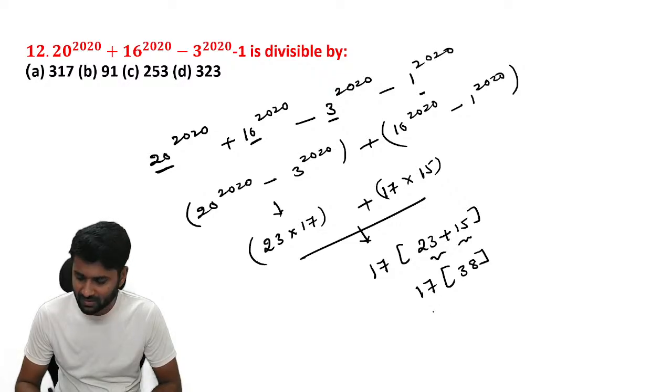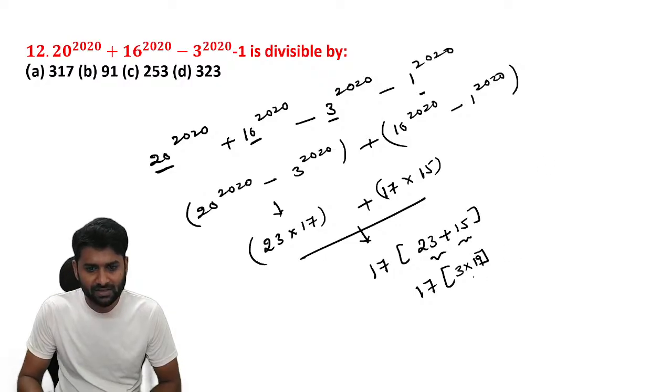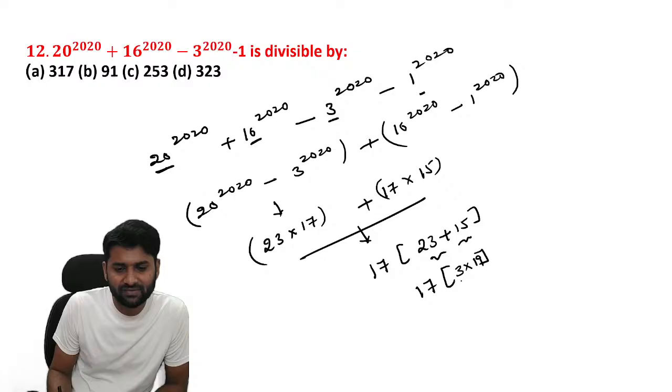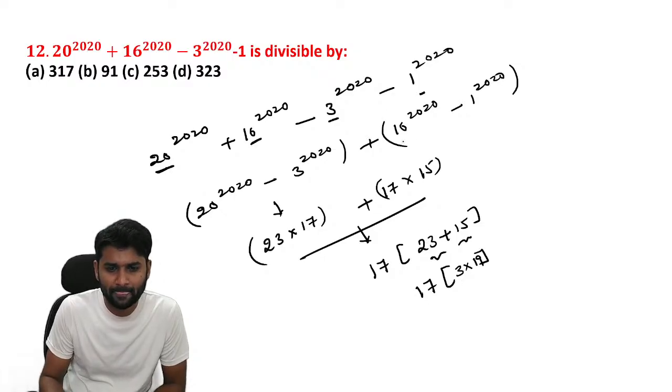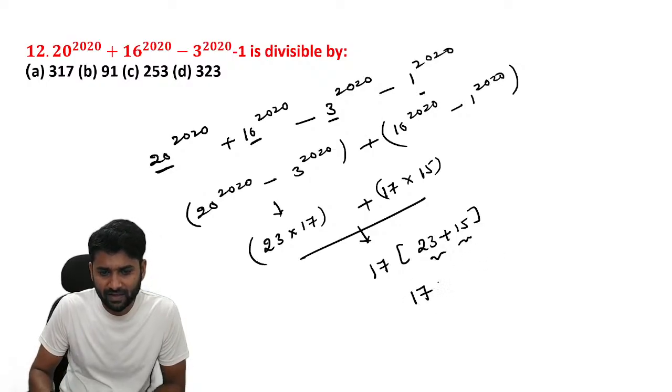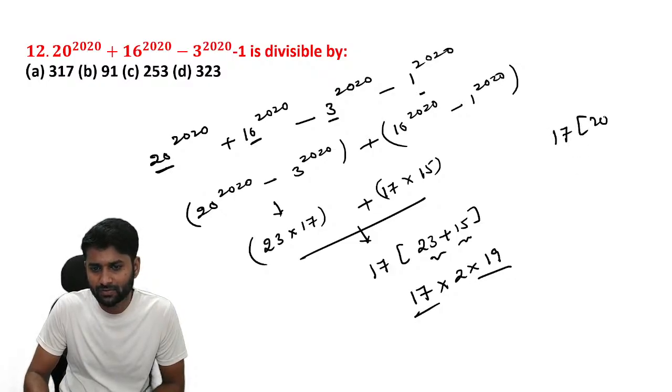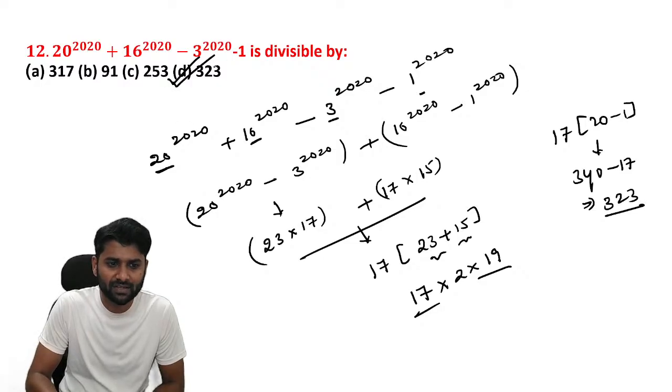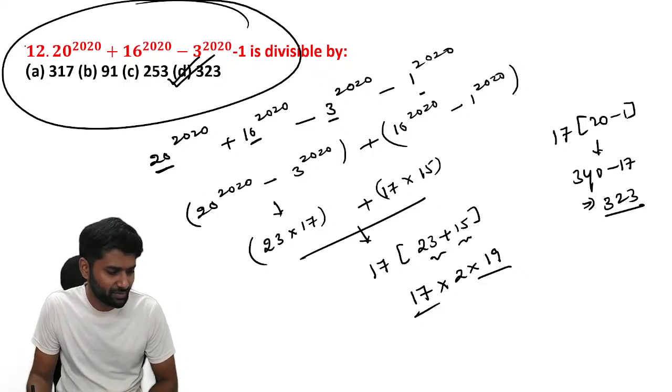Let's verify the options. 7 into 8 is 56, it's not possible. Again, 3 into 19, so 17 into 3 is also not possible. 17 into 38, 2 into 19. Let's see, 17 into 20 minus 1: 340 minus 17, if you find the difference, 323. Yes, you can find the difference. The entire result is always divisible by 323.